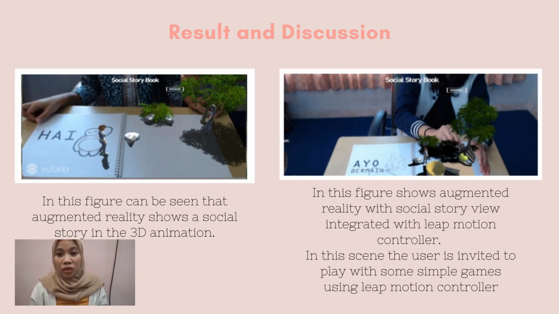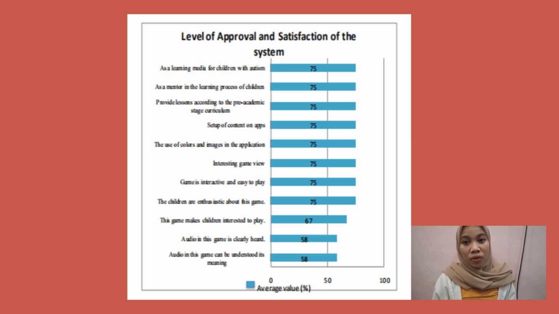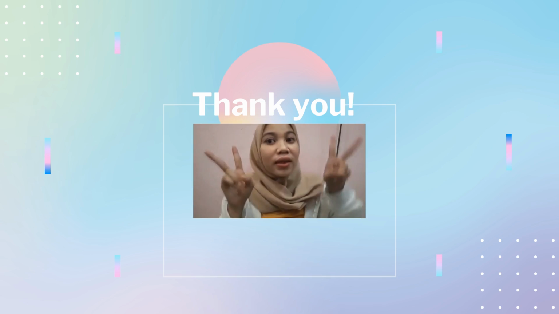There are two pictures in here. For number one, the picture shows a social story in 3D animation, and the second picture is about the implementation of the Leap Motion controller. Okay, the conclusion about the level of approval and satisfaction of the system, which produced an average of 50%. Thank you for watching.